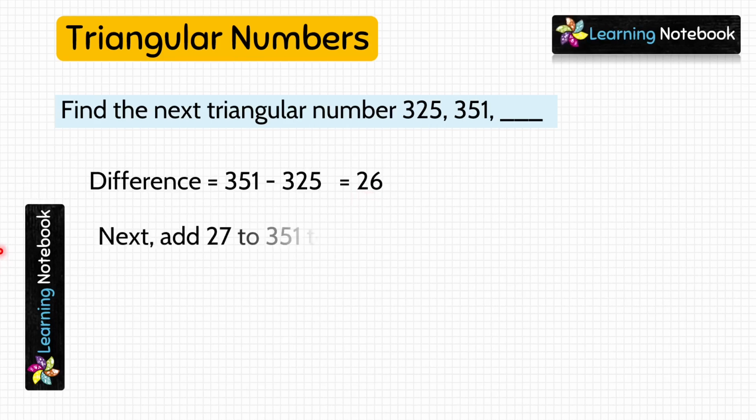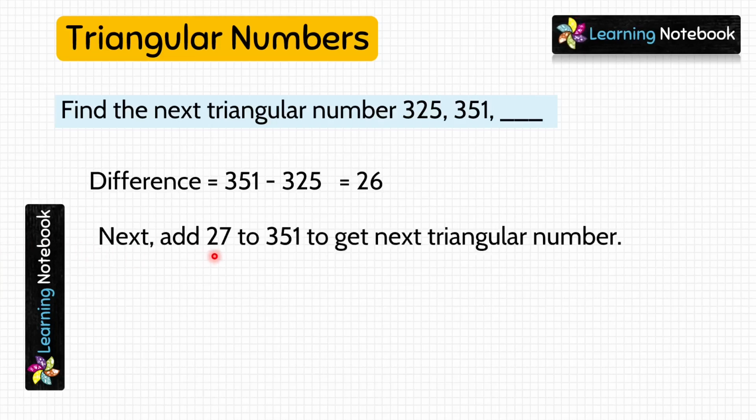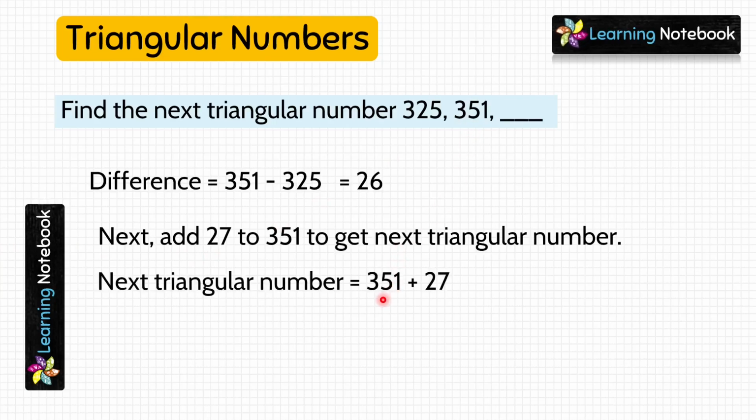Next, add this 27 to 351 to get the next triangular number. So we will do 351 plus 27, which equals 378. So this is our answer. 378 is the next triangular number.